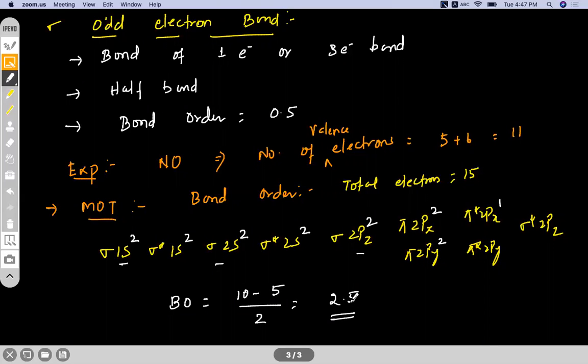This 0.5 means we have a half bond. So 2.5 means we have 2 complete bonds and 1 half bond. That's why the bond order is 2.5. Okay.